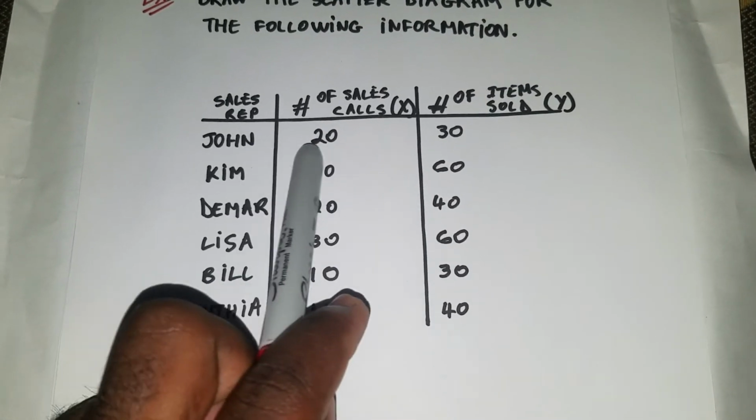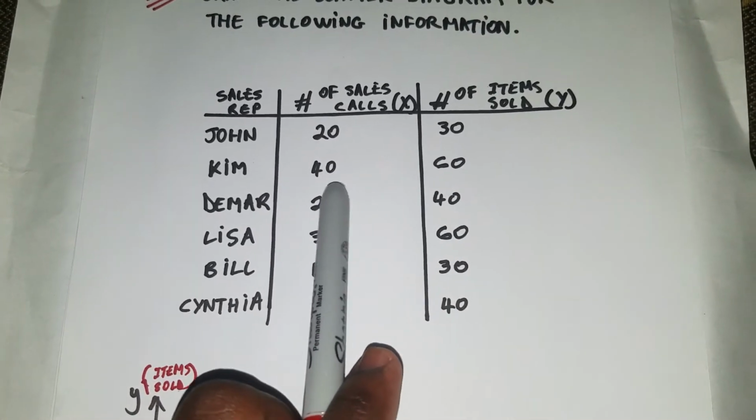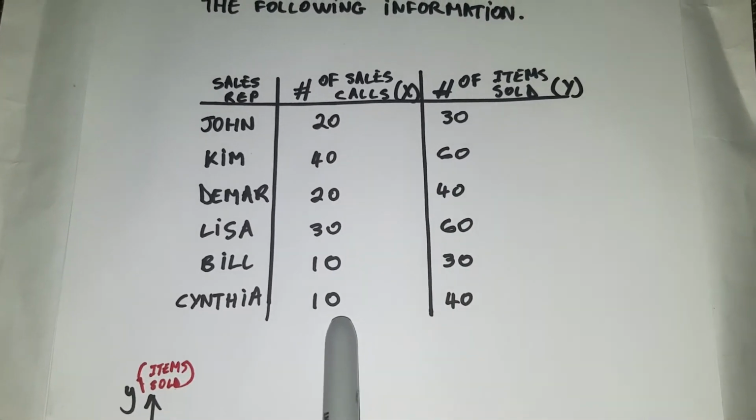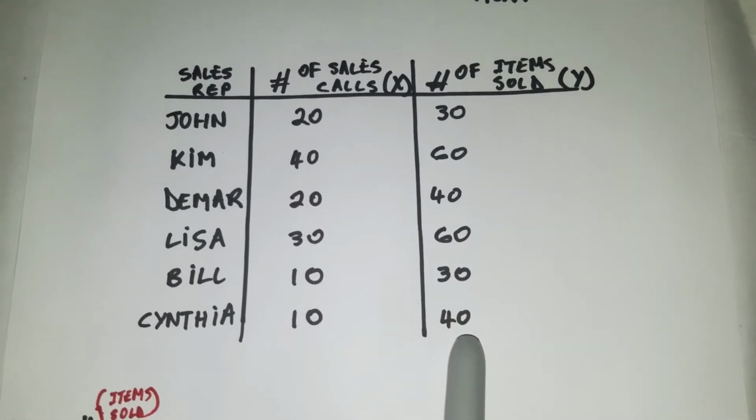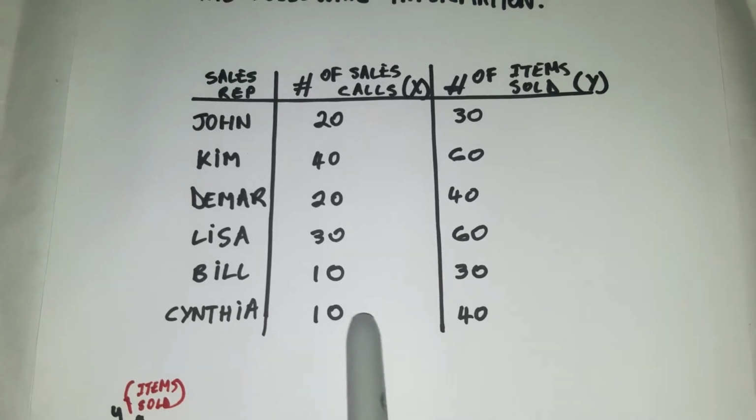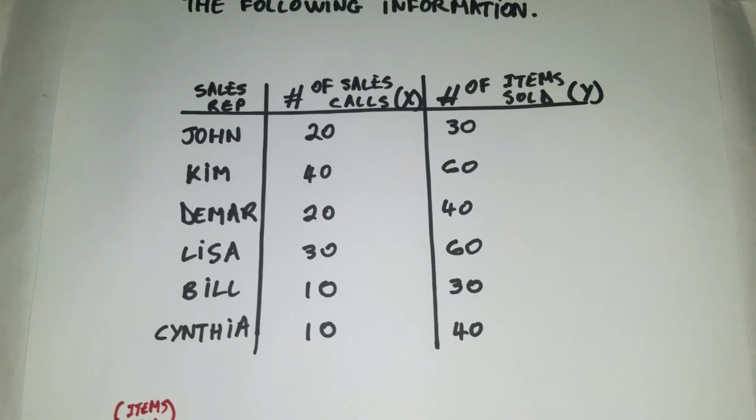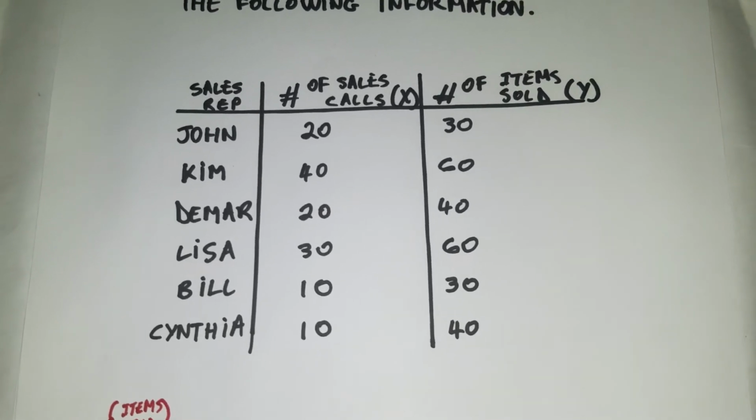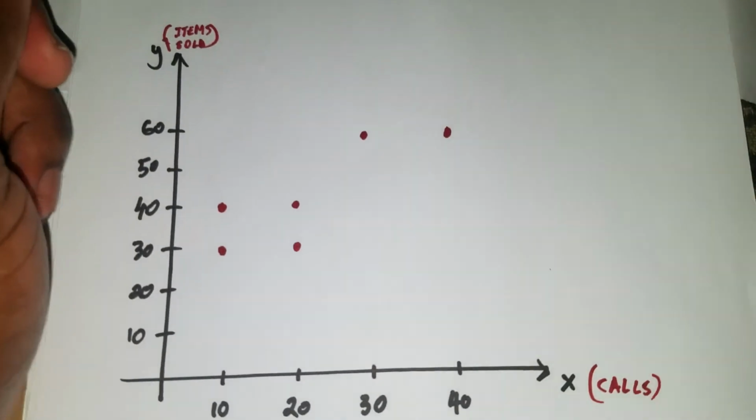So in John's case, he made 20 calls and sold 30 items. Kim made 40 calls and sold 60 items, all the way down to Cynthia, who made 10 calls and sold 40 items. Now, what we want to do is plot this information on a graph, and that information will be representative of our data, and that would be called the scatter diagram. After we plot all this information, we should end up with a graph looking like this.